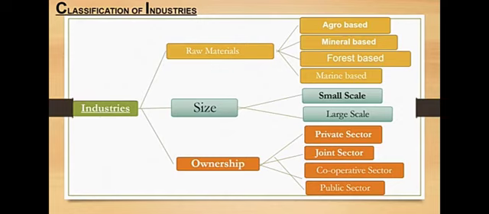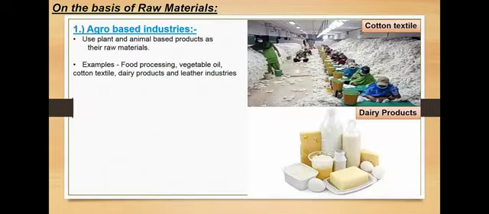First, we are going to see how industries are classified according to raw materials. On the basis of raw material, the first is agro-based. Agro means agriculture. Agriculture means not only plants but also animals. The input of this industry will be the products of plants and animals. For example, cotton. In the cotton industry, what is the input? We get cotton from the plant, so it is an agro-based industry. And dairy products like milk and cheese: we get the milk from the cow. It is an animal. So both plant and animal products are agro-based industries.